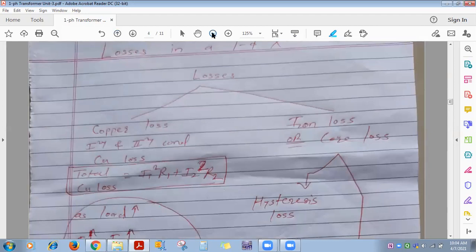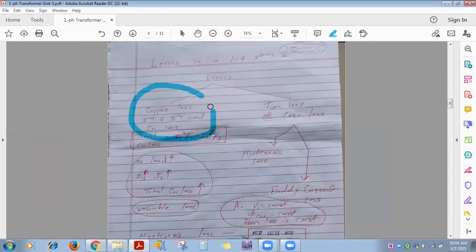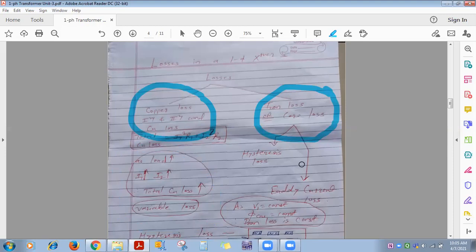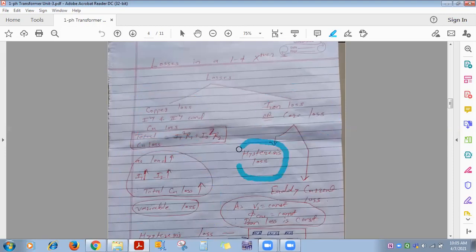Okay. So what is the conclusion? Two types of losses: copper loss and iron loss, that is core loss. As you go on increasing load, I1 and I2 increase, that's why copper loss increases. Means it's a variable loss. Hysteresis loss and eddy current loss: I told you hysteresis loss you can minimize by using silicon steel. Eddy current loss you can minimize by using laminated core rather than solid core. Okay, so I told you input voltage is always constant. That's why flux in the core always remains constant. How? We'll see in the next lecture soon.